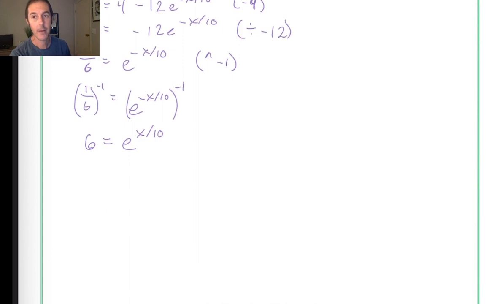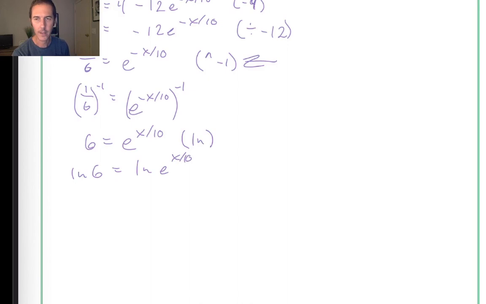As a matter of fact, now I'm going to take the natural log of both sides. I'm doing it now to something that I think is nicer to work with instead of having done it earlier on these two things. Not so nice. All right, so we've got the natural log of 6 equals the natural log of e to the x over 10. I think we've covered this before.